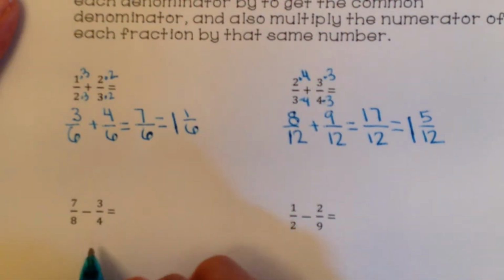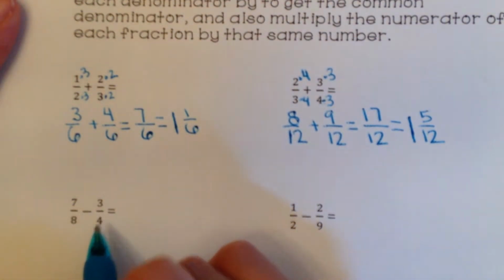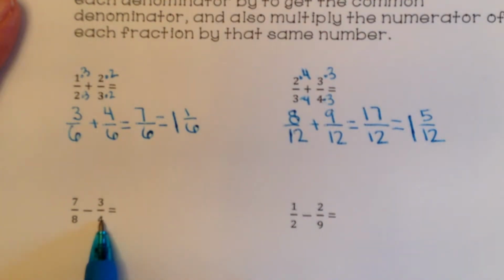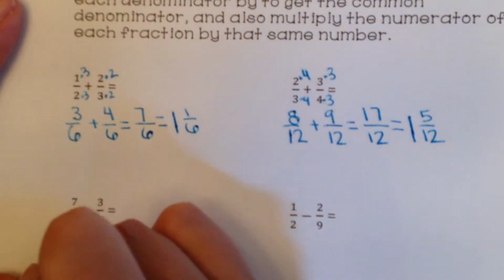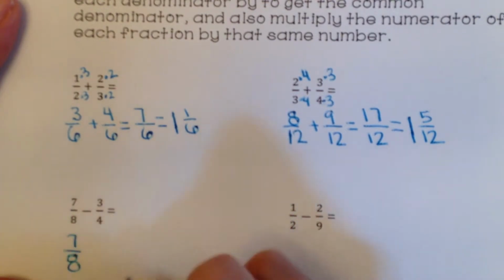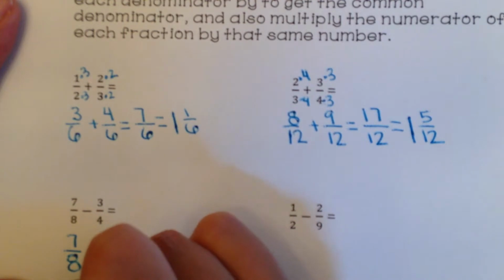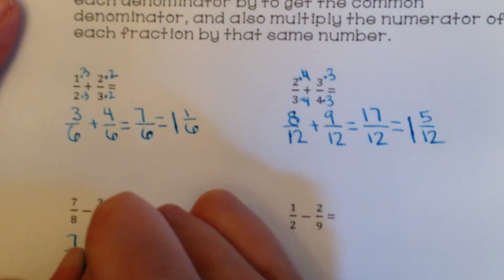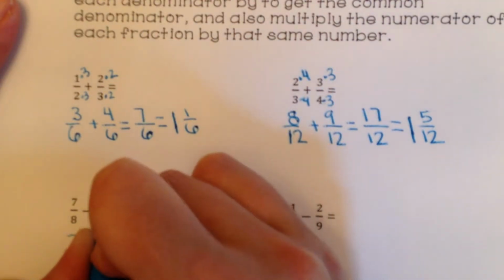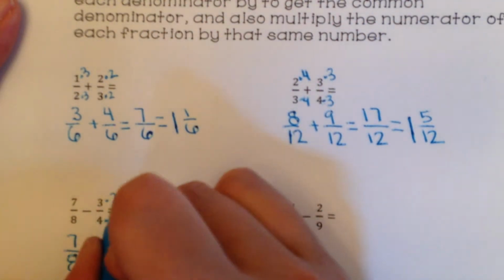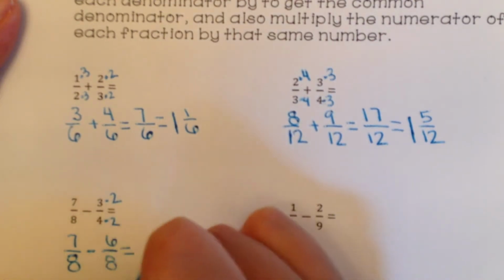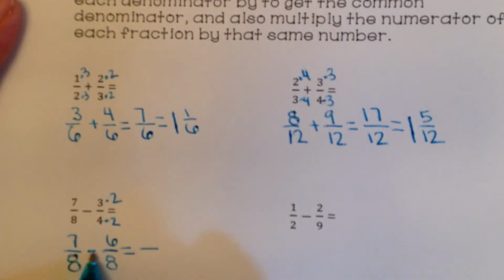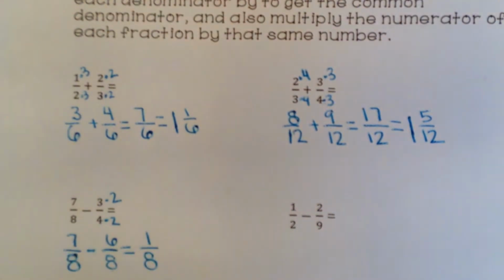Okay, 7/8 minus 3/4. Well, 8 is a multiple of 4, so I can leave 7/8 as a fraction minus 3/4. To make my fourths into eighths, I just multiply it by 2, meaning I also have to multiply the numerator times 2. 3 times 2 is 6. I can subtract numerators. 7 minus 6 leaves me with 1, and bring over the common denominator.